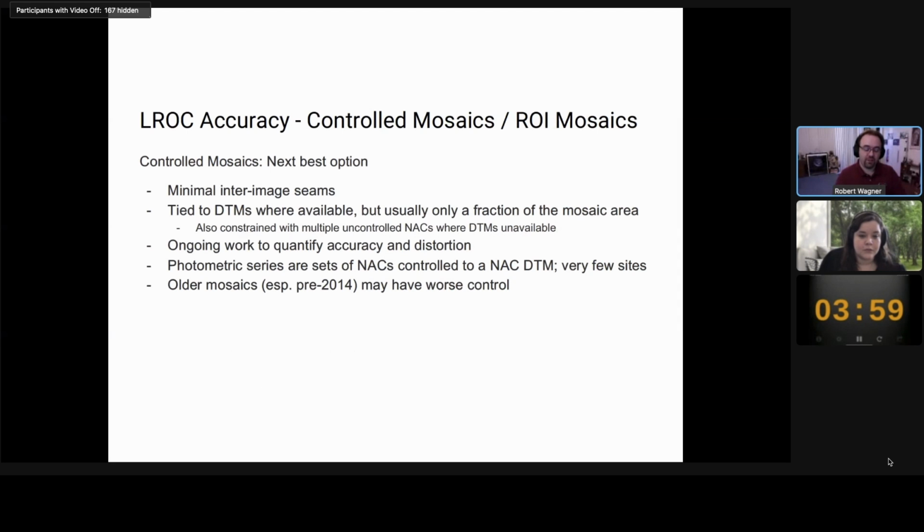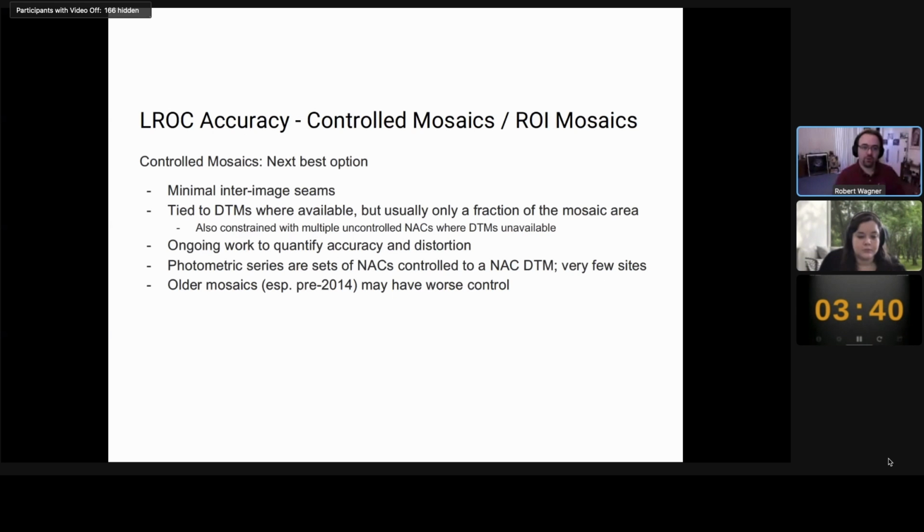Now, we don't have DTMs over most of the moon because NAC images are fairly small compared to the moon, and it takes a fair bit of work to make these. We have a lot more controlled mosaics or ROI mosaics. These are probably the next best thing for accuracy.